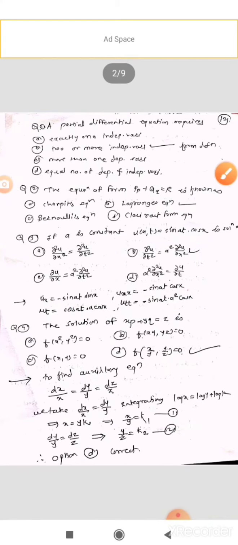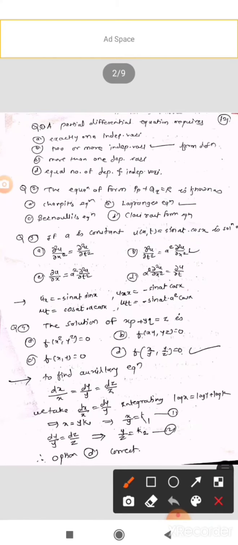Now observe the two functions uxx and utt, and what is the relation? That is, utt is equal to a square uxx. Therefore option B is correct. Now question number 4: the solution of the form xp plus yq is equal to z, options A, B, C, D are given.